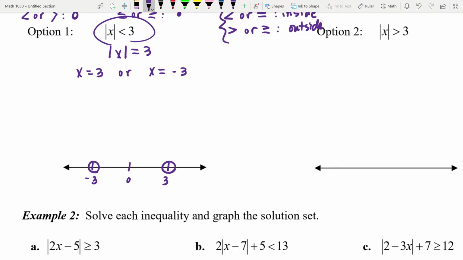So you tell me, is that the inside region right here, close to 0, less than 3 units away, or would it be the 2 outside regions? You tell me, in or out? In is correct, yes. So that's what you're supposed to shade, the yellow.